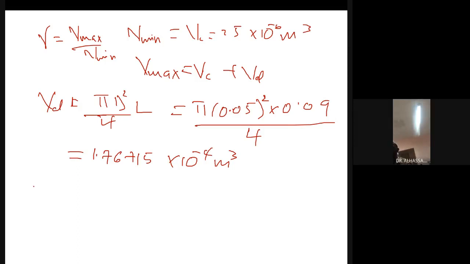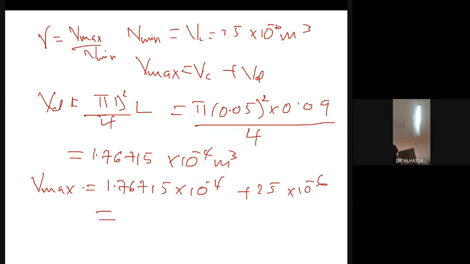Now our V maximum equals 1.76715 times 10 raised to the power minus 4, plus 25 times 10 raised to the power minus 6. So this gives me 2.01715 times 10 raised to the power minus 4 meter cube.